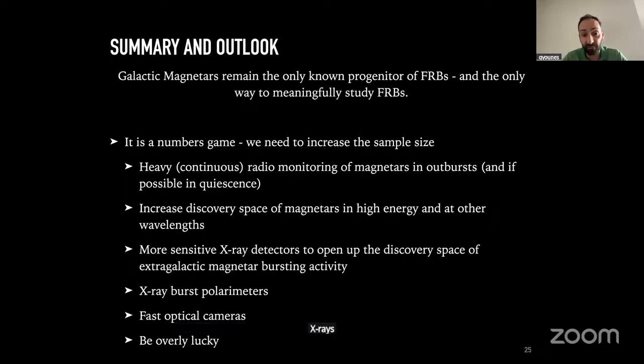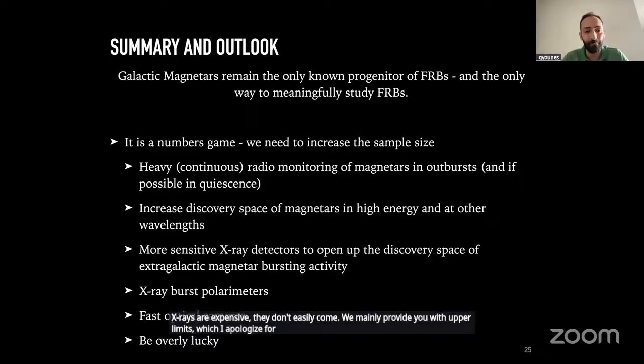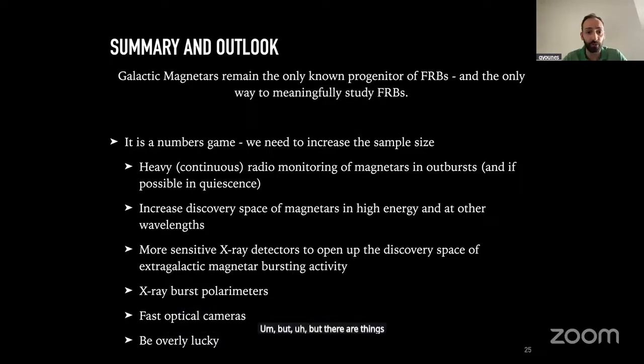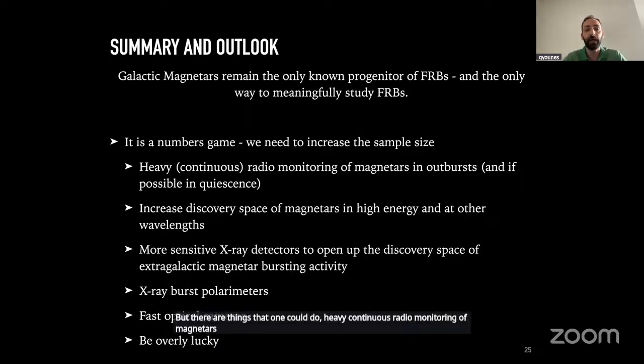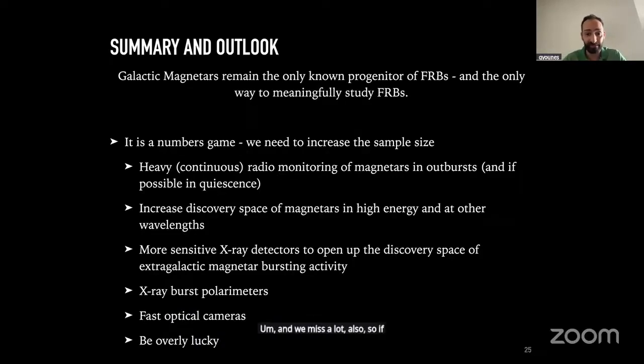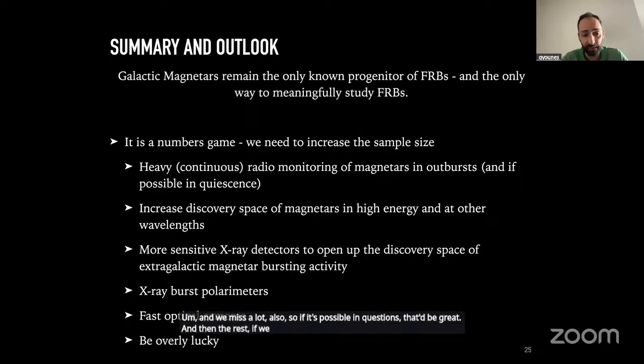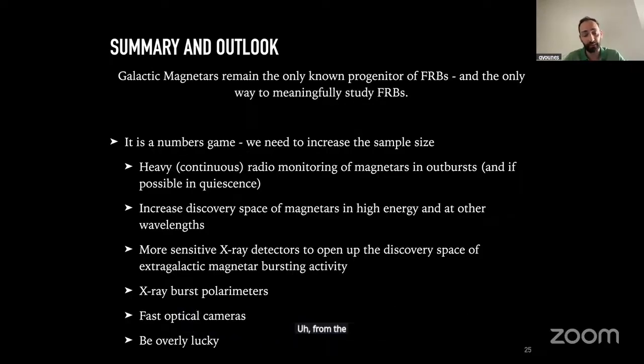X-rays are expensive. They don't easily come. We mainly provide you with upper limits, which I apologize for. But there are things that one could do. Heavy continuous radio monitoring of magnetars in outbursts. That's extremely important if possible. Also in quiescence, because we don't know what they're doing. We only observe them typically in outbursts, and we miss a lot also. So if it's possible in quiescence, that'd be great. And then the rest, if we can do stuff from the X-ray world, that would be great.